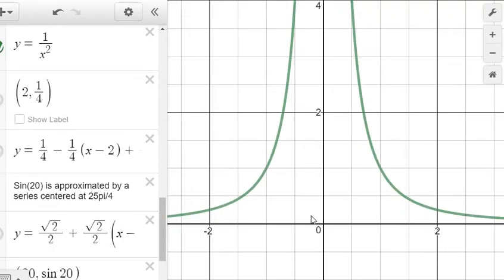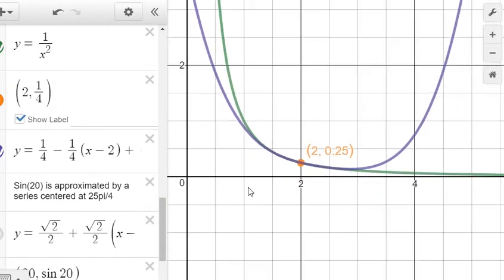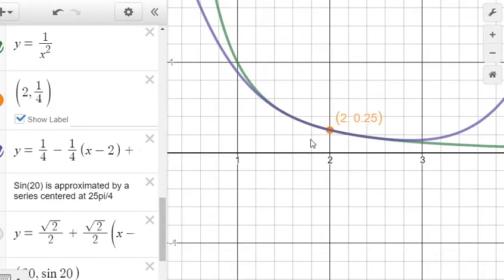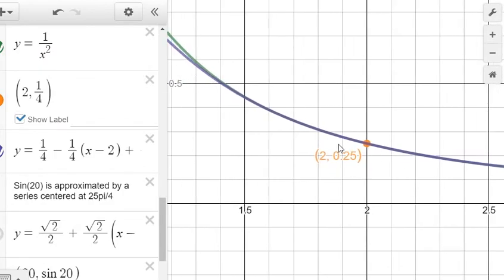You can see it's got a vertical asymptote at x equals 0. Let's see how our polynomial does. Remember, the center is at x equal 2, so it's near x equal 2. Let's show that point. It's near here that the polynomial is going to do pretty good. And as long as you're reasonably close to the center, we actually do get a good polynomial approximation. I can zoom in quite a lot, and there's really no difference between those two functions that we can see.